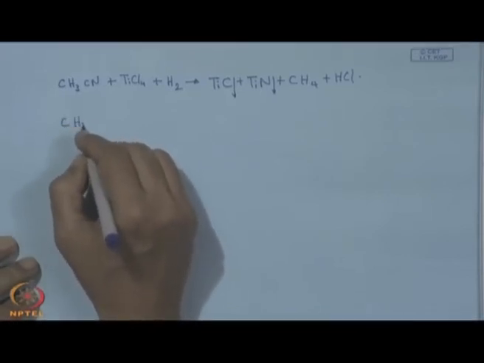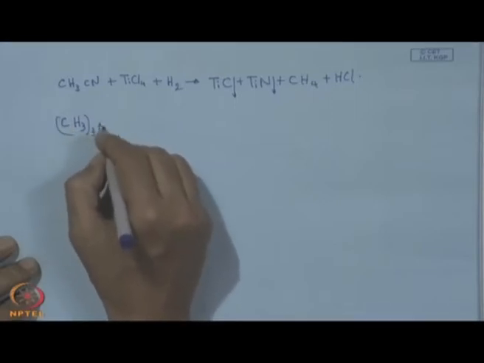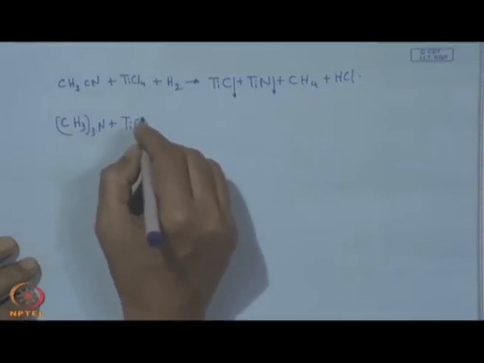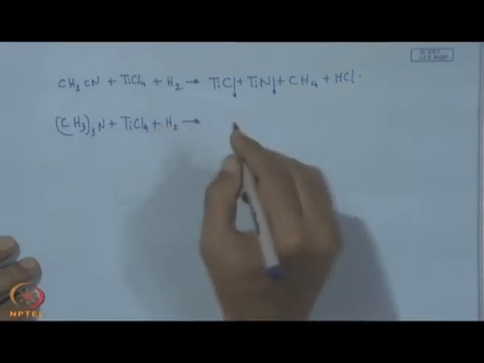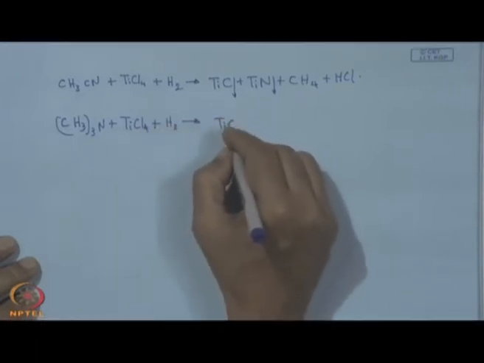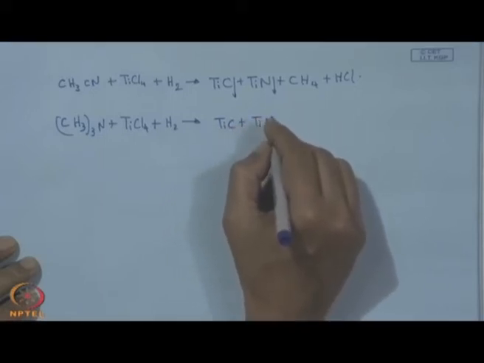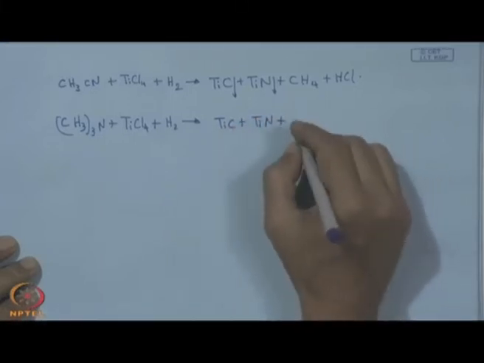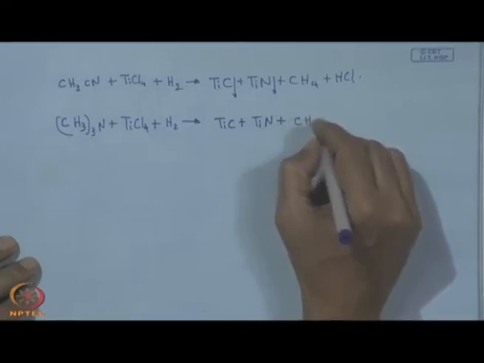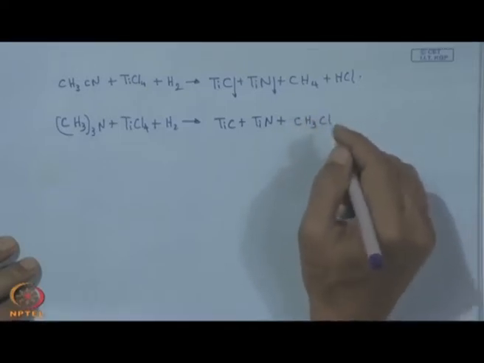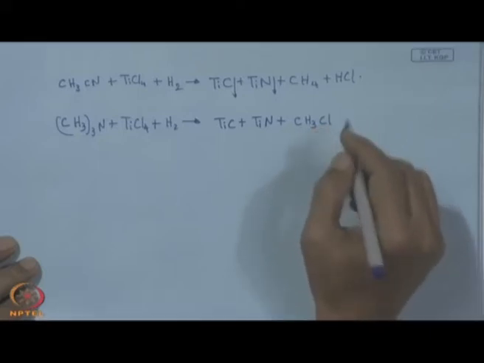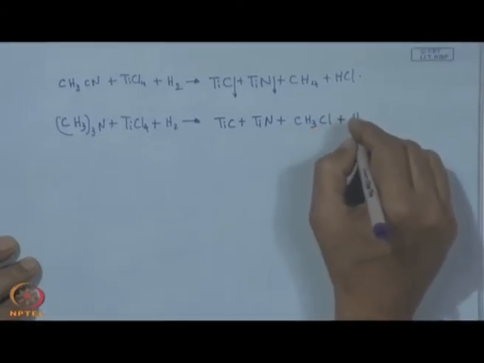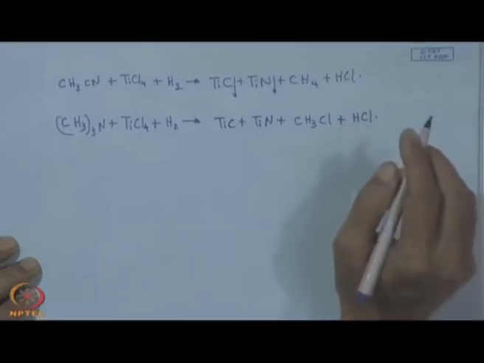We can also look for the possibility of using trimethylamine. So, in this case we can also write, and we have to put TiCl4 with hydrogen, and that gives us TiC-TiN, but it has been found out and proved that it leads to production of methyl chloride and also HCl.